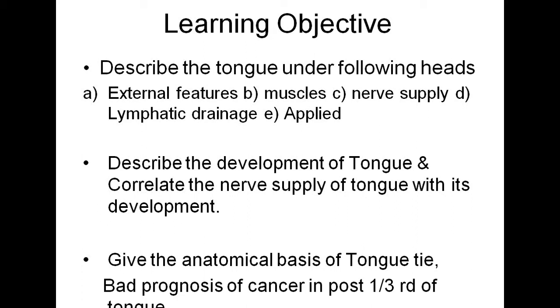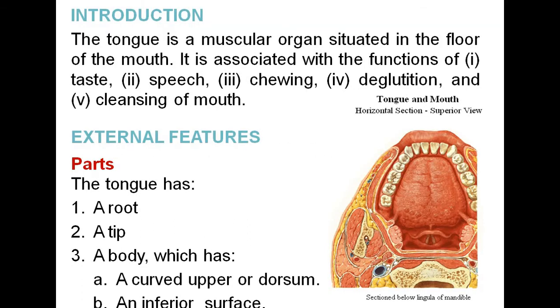The tongue is a muscular organ situated in the floor of the mouth. It is a mobile muscular organ and it is associated with various functions apart from the taste sensation. It is the organ of the taste sensation. Other functions are that it helps in speech, chewing, deglutition, and it also helps in the cleansing of the mouth. This tongue bulges upward from the floor of the mouth and its posterior part forms the anterior wall of the oropharynx.